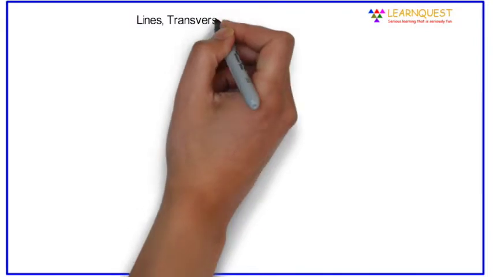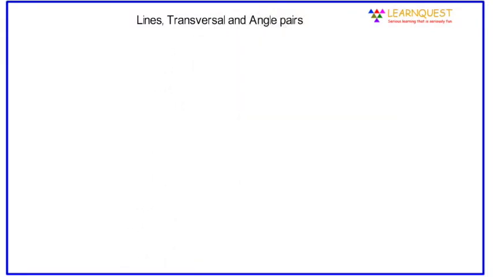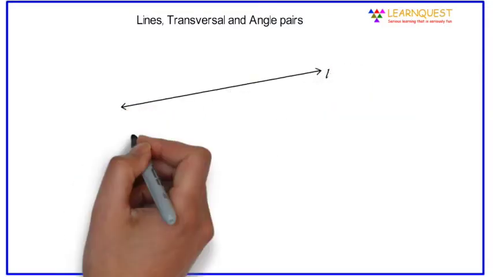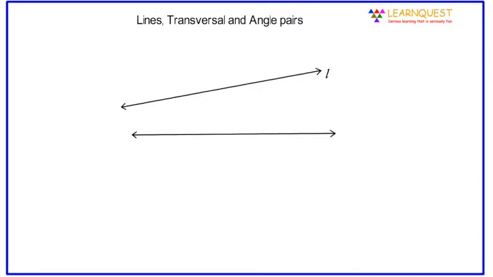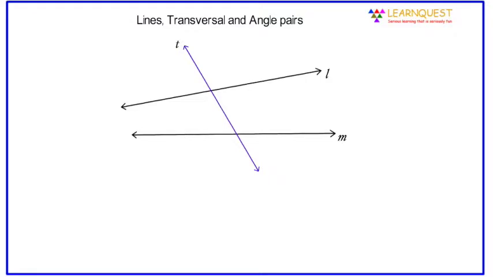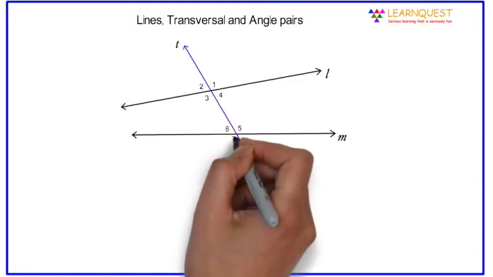In this video, we will learn about the pairs of angles that are formed when a transversal cuts across a pair of lines. In our figure, L and M are the lines and T is the transversal. Can you see? This transversal intersects the lines in two distinct points, and at each intersection point, 4 angles are formed. Let us number these angles for convenience.